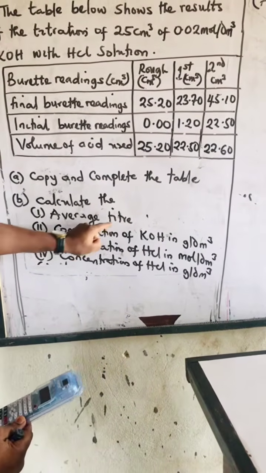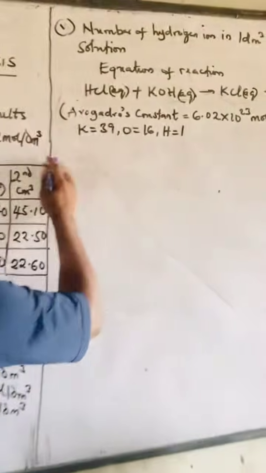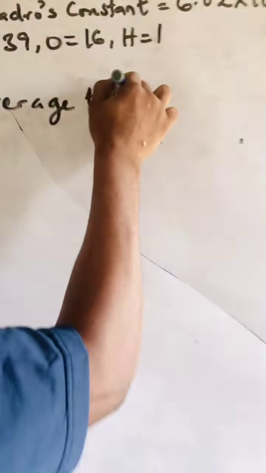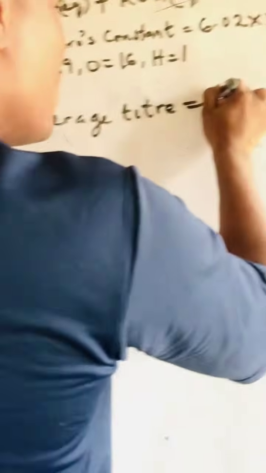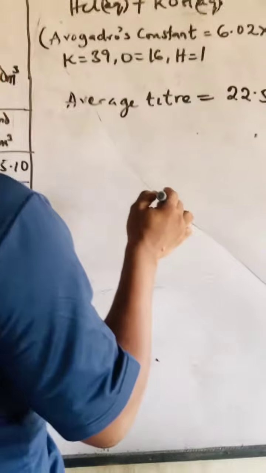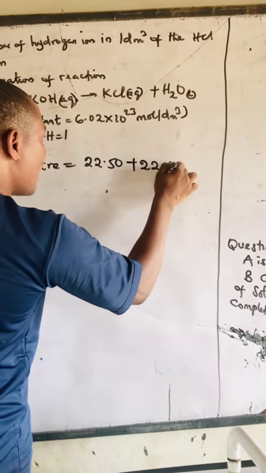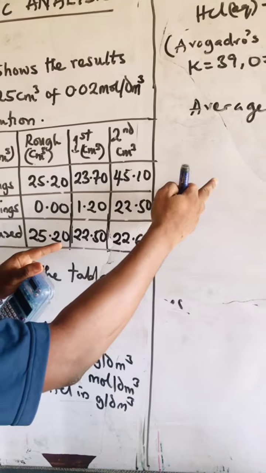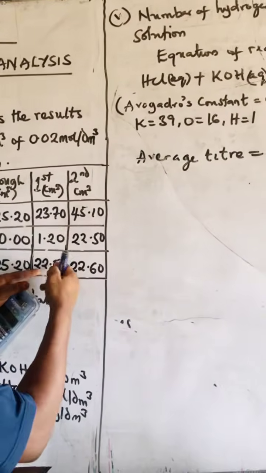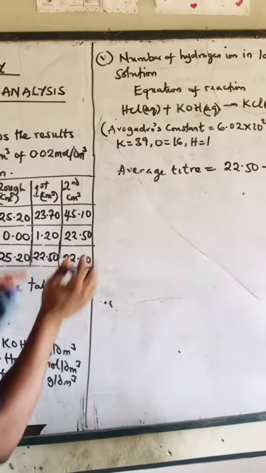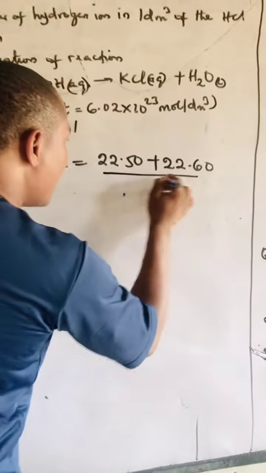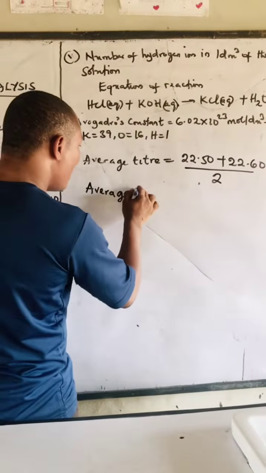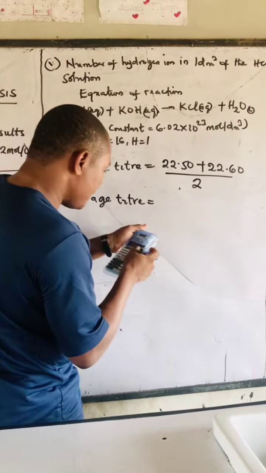So for me to calculate the average titer now, the average titer will be equal to this, which is 22.50 plus 22.60. If you look at these two values, you see they are very close, and that's the reason why we are picking these two. And if you have a third titration too, you can say the first, the second plus the third, then you look for the mean. So because I'm using 2 now, this will be divided by 2.